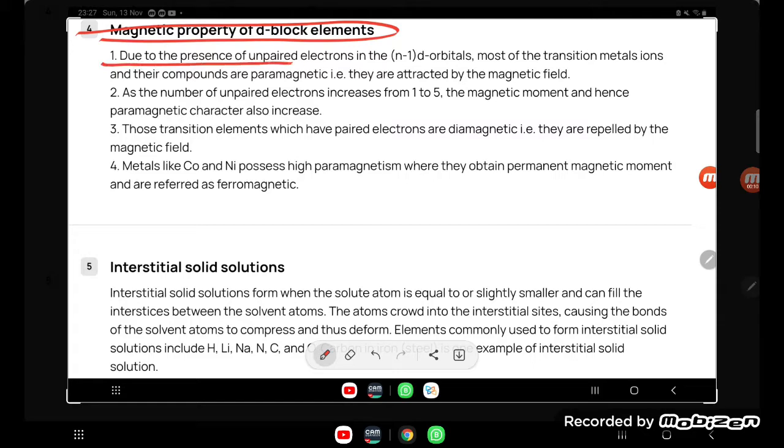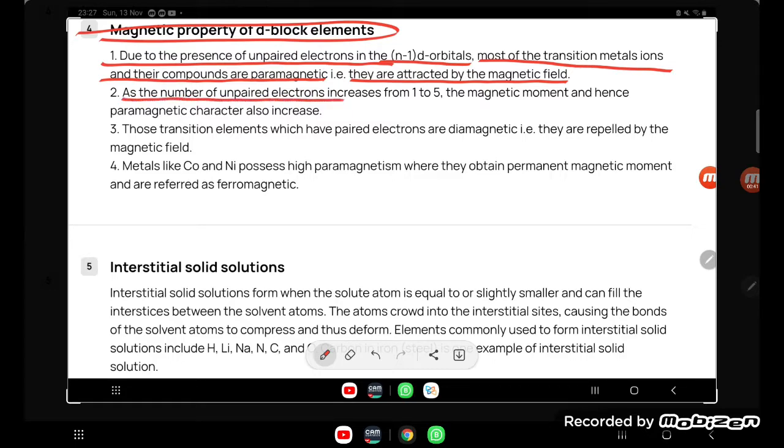Due to the presence of unpaired electrons in the (n-1)d orbital, most of the transition metal ions and their compounds are paramagnetic. That is, they are attracted by a magnetic field. Right, students? They are attracted by a magnetic field, that you keep in mind.